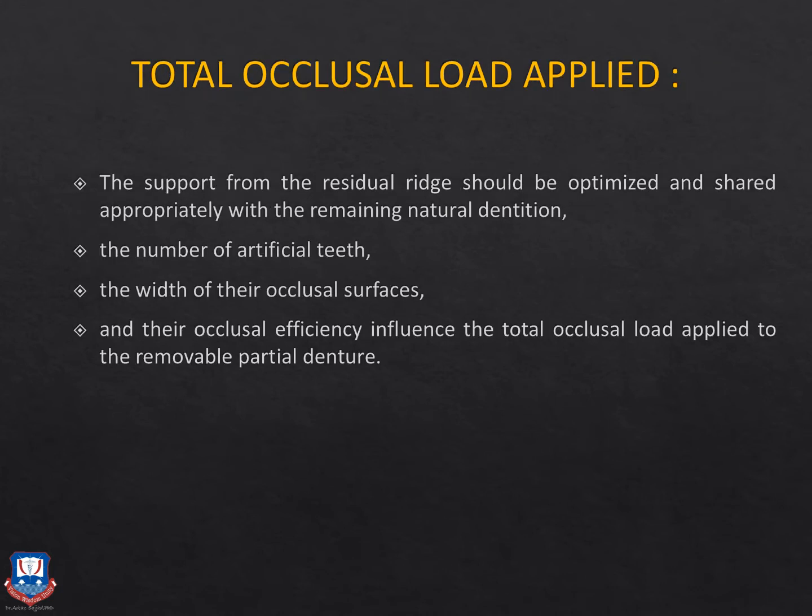The total occlusal load that is applied, which is the last factor. The support for the residual ridge should be optimized and shared with the remaining natural dentition as well as the denture teeth. This is affected by the number of artificial teeth, that is how many teeth are missing, and the width of the occlusal surfaces. Remember, to minimize occlusal loading, we have to use denture teeth with reduced buccolingual width in order to reduce and center the occlusal forces and to reduce the instability.